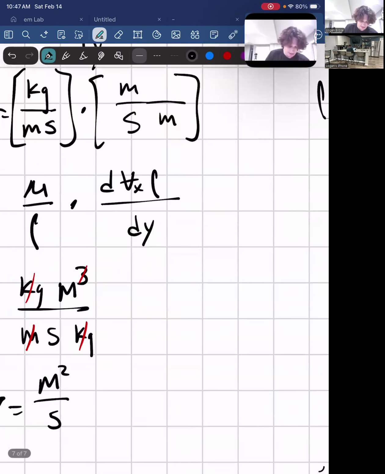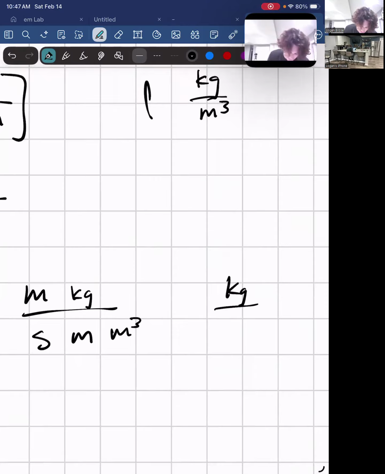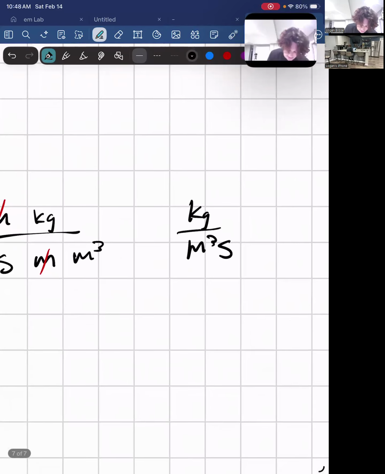And then when we look at the units for this new term here, we keep our meters per second per meter, and we have our density, which is kilograms per meter cubed. We are now at kilogram per meter cubed second, because we cancel out.